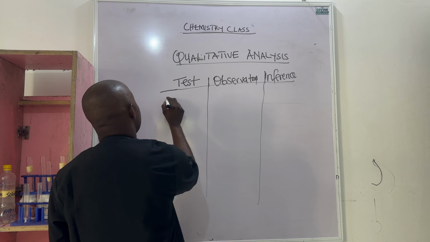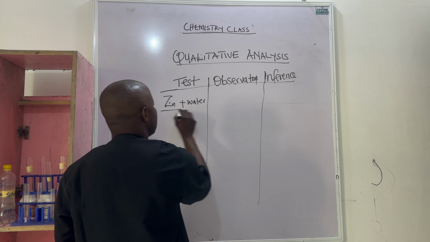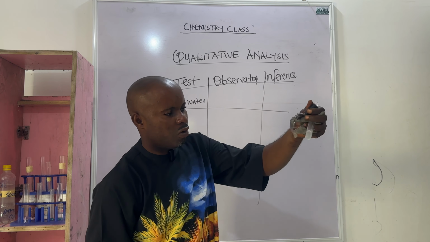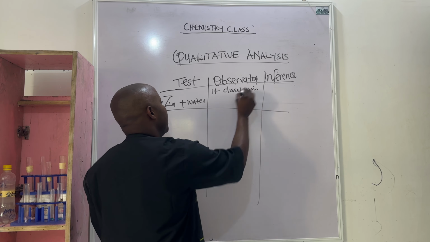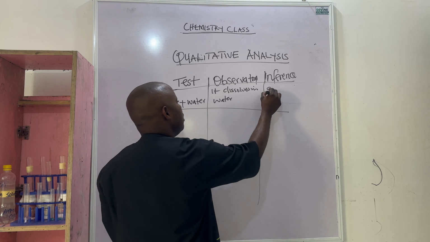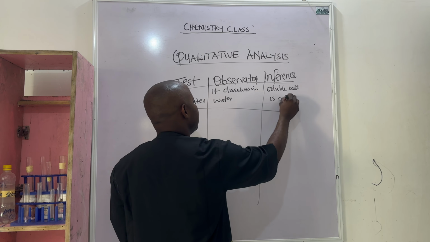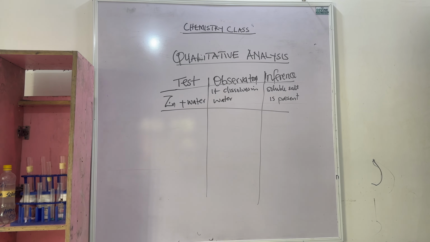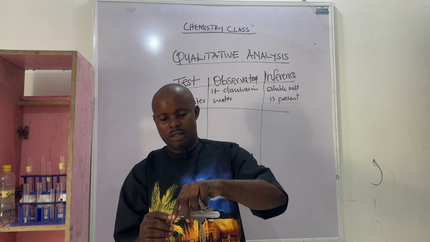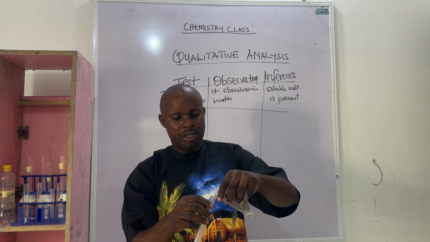We have a solution. Let's use Zn. Solution Zn plus water. We want to observe. It is soluble as well. It dissolves in water. You can say a soluble salt is present. We should divide this salt into three parts. You follow the instruction that is given to you during your examination. In this aspect, let's divide it into two parts.